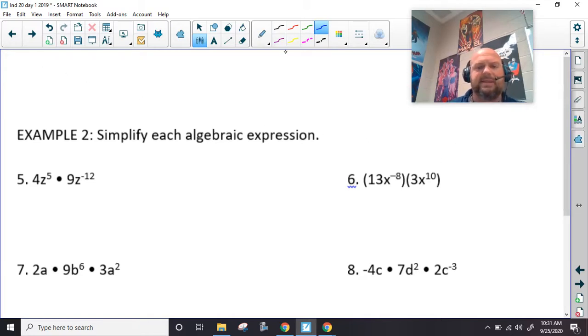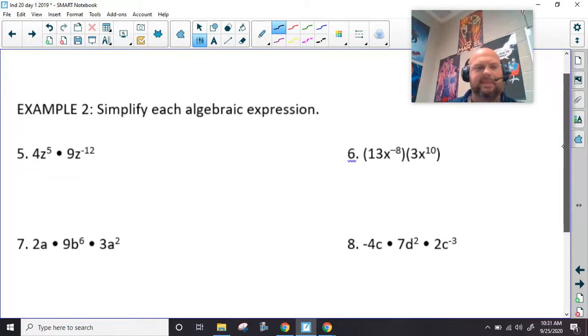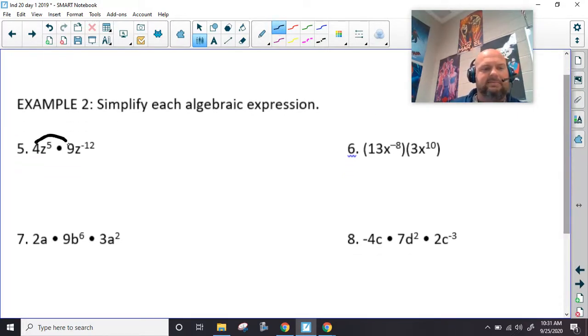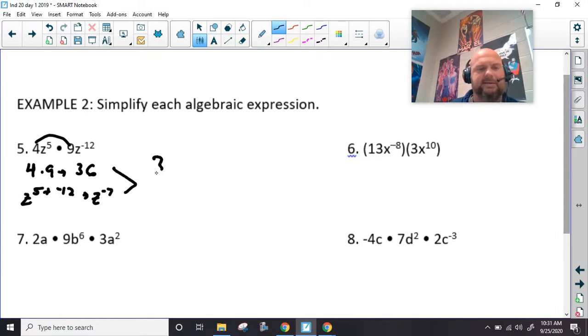Now I want to show you something that I like to do, and it helps me. I like to pair these up, like 4 times 9, I get 36. And with my z's, I know I have to add, so 5 plus -12. I get z to the -7. So I put them back together as 36 z to the -7. We're going to look at that a little more later, but I'm just trying to get you used to doing this.